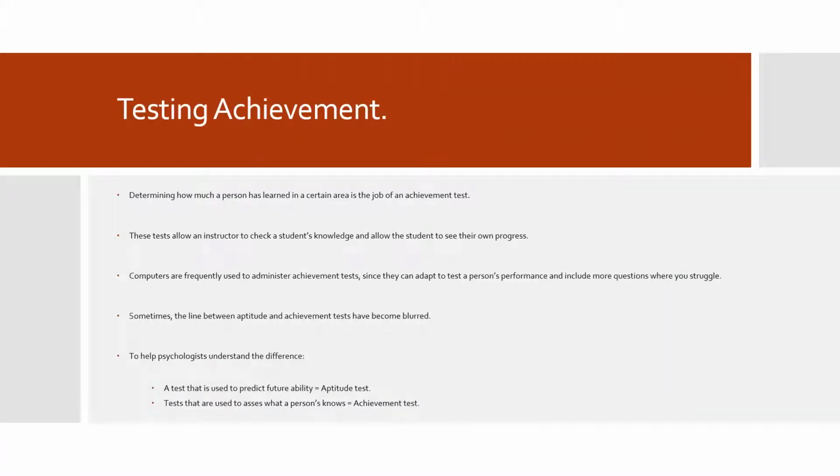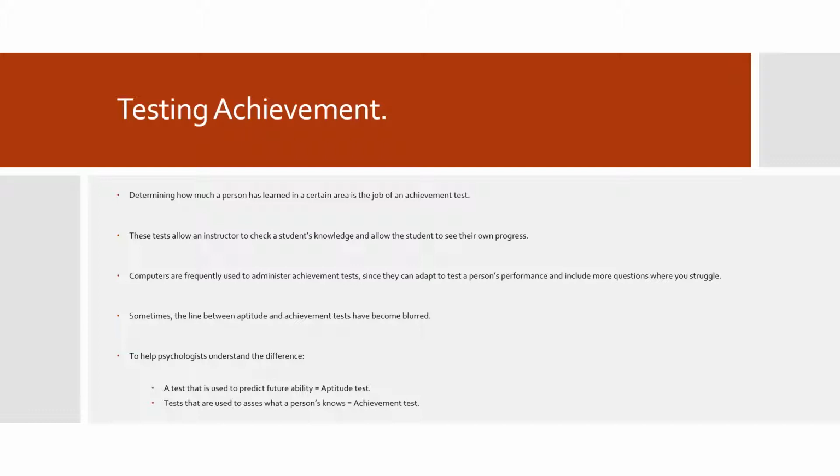Now, achievement. Determining how much a person has learned in a certain area is the job of an achievement test. This could be a math test, or a history test, or a science test. These are all achievement tests. These tests allow an instructor to check a student's knowledge and allow the student to also see their own progress. They might say, hey, I did well on this test, and then two weeks later they might say, I really didn't do too well on that math test, I need to study more of that area. Now, computers are frequently used to administer achievement tests, since they can adapt to a person's performance and include more questions where you struggle.